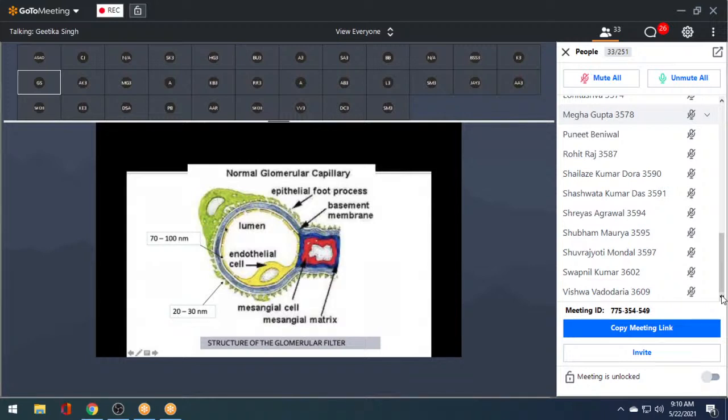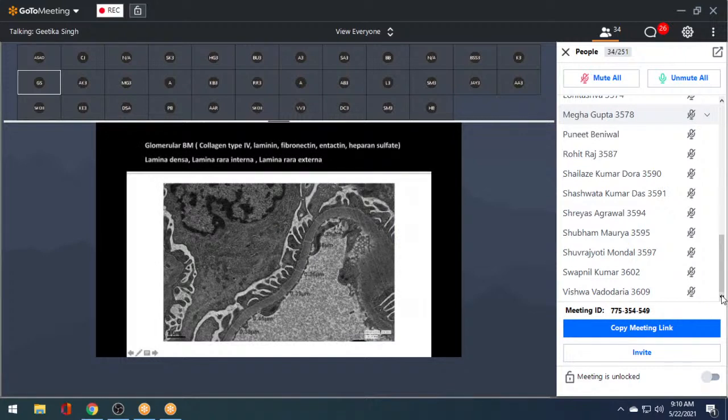Okay. So again, what is the filtration barrier? This is repetition. You've got the internal endothelial cell layer with fenestra, which are around 70 to 100 nanometers. You have a 3-layered GBM, which is composed of the lamina rara interna, the lamina densa, and then the lamina rara externa. And then you've got the visceral epithelial cells, and you've got these podocytes. And between them, there would be slit pores, which have a much smaller opening of approximately 20 to 30 nanometers. So the structure of the glomerular filter or the filtration barrier is therefore composed of these 3 layers, which form a size and charge-dependent barrier function.